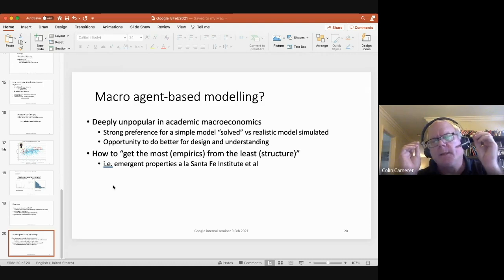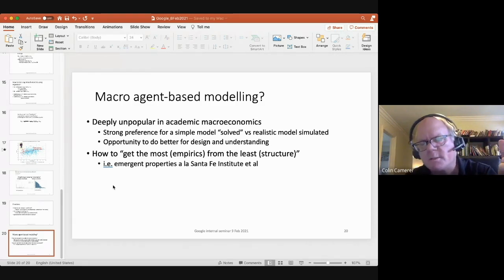And academic macroeconomics uses essentially one formula, which is a lot of models use what's called a representative agent, which means there's a single agent cloned times 320 million Americans. And that way you just figure out what that agent does and then multiply by 320 million. So you go from micro, the one agent, to macro by multiplying by 320 million. And they really like the idea of solving a model analytically in closed form versus simulating more realistic agents. And so agent-based modeling has gotten very little traction.